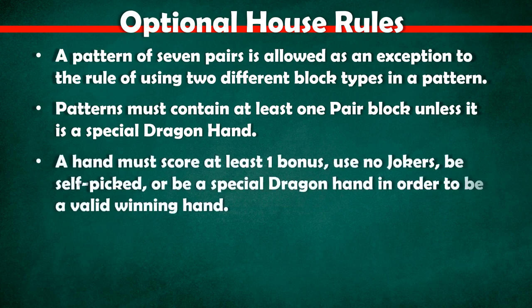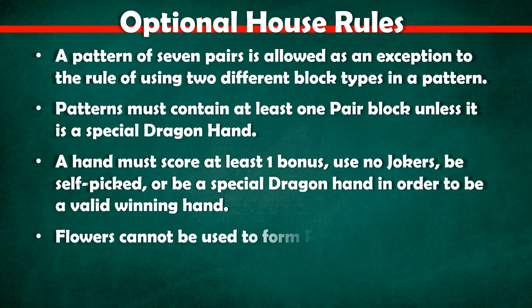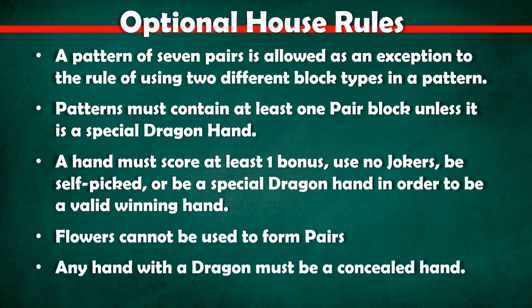A hand must score at least 1 bonus, use no jokers, be self-picked, or be a special dragon hand in order to be a valid winning hand. Flowers cannot be used to form pairs. Any hand with a dragon must be a concealed hand. Adding any or all of these rules makes it a little harder to make winning hands, which may give players time to be able to build more complex hands without other hands winning quicker on simpler hands.